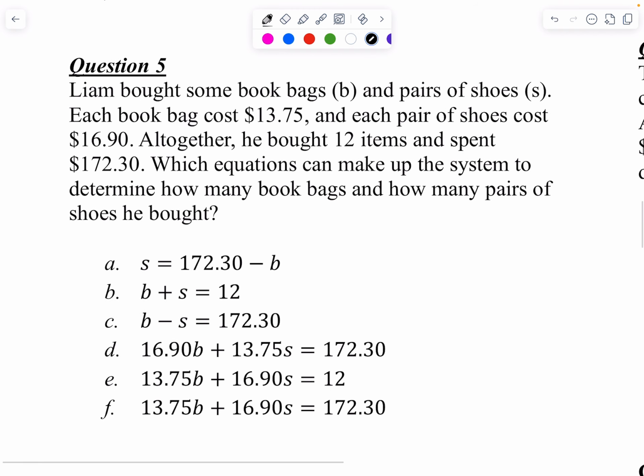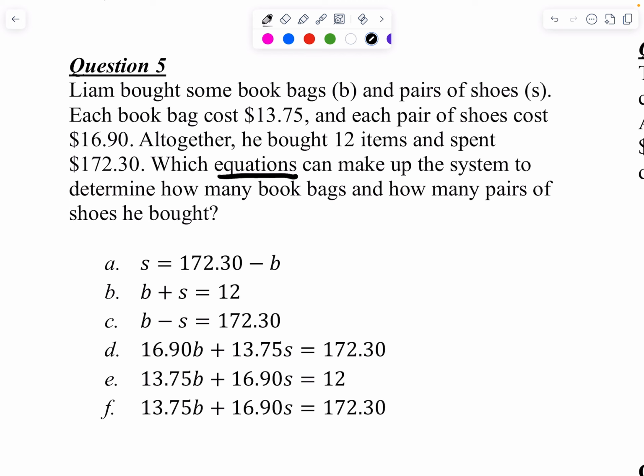Liam bought some book bags and pairs of shoes. Each book bag cost $13.75. Each pair of shoes cost $16.90. Altogether, he bought 12 items and spent $172.30. Which equations make up the system to determine how many book bags and how many pairs of shoes he bought? So here it sounds like I'm just looking for the equations. So again, I'm not going to look at the equations. I'm just going to write it how I know.